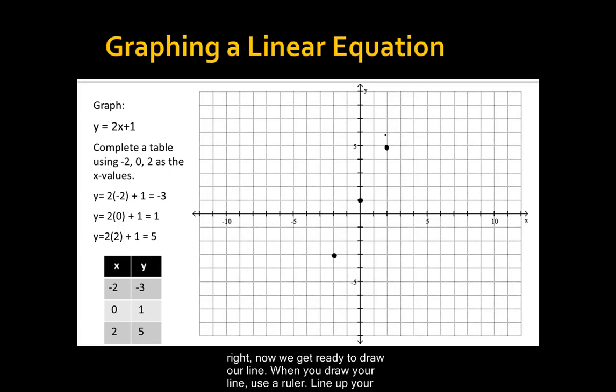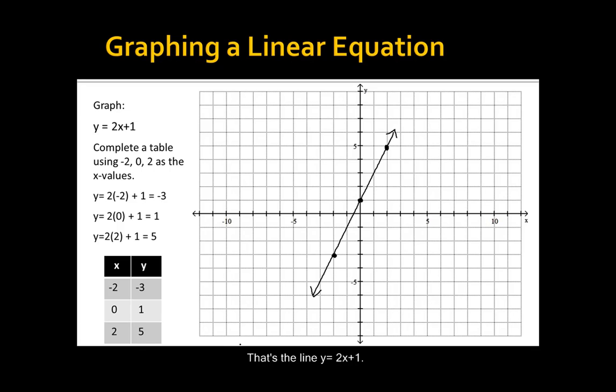Alright, now we get ready to draw our line. When you draw your line, use a ruler, line up your points, draw a line through the points, put an arrow on both ends to show that it continues infinitely in both directions. And that's our graph for this equation. That's the line y equals 2x plus 1.